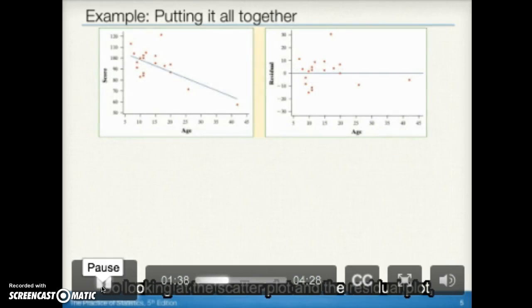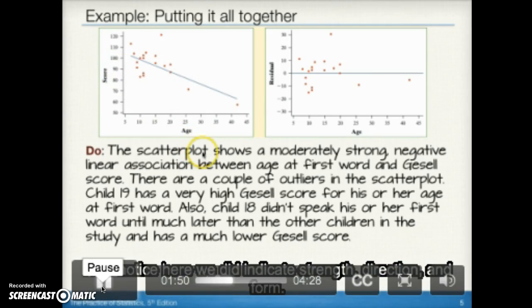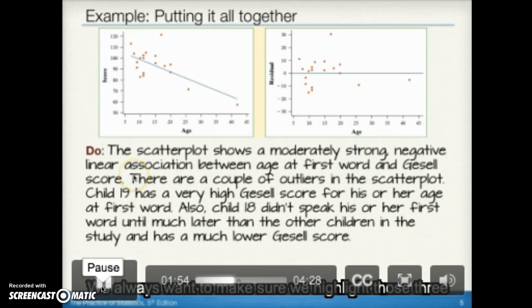So, looking at the scatter plot and the residual plot, we can first note that the scatter plot does show a moderately strong negative linear association between the age of the first word and the Gesell score. Now notice here we did indicate strength, direction, and form. We always want to make sure we highlight those three elements when describing what we see in a scatter plot.